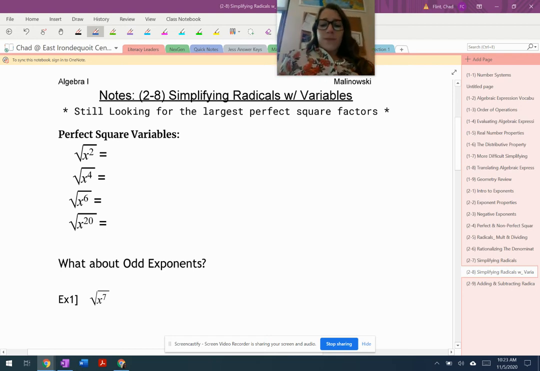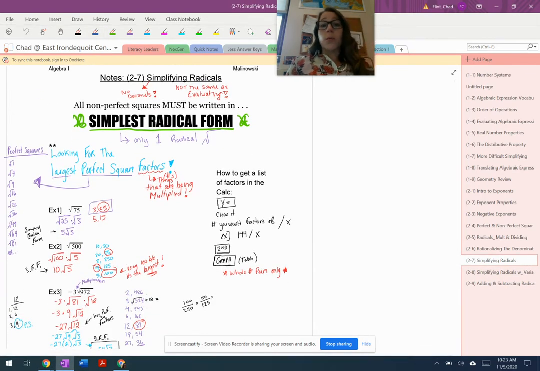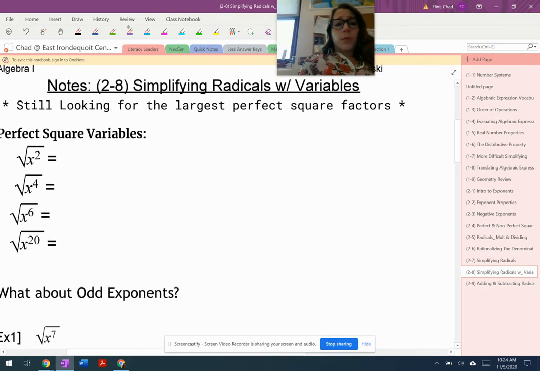Here we are looking at notes for 2-8, simplifying radicals with variables. In our last lesson, 2-7, we looked at simplifying radicals with just numbers in them. This time we're going to add in some variables. We're still looking for perfect square factors, still looking for the largest perfect square factor. And remember, when we talk about factors, that's referring to multiplication.